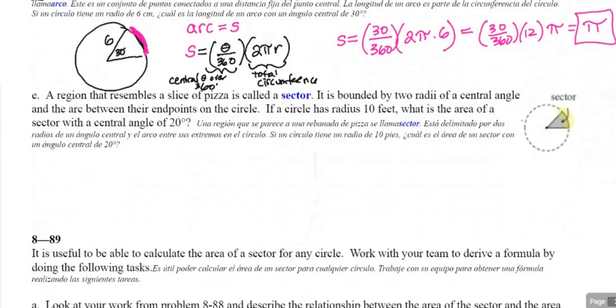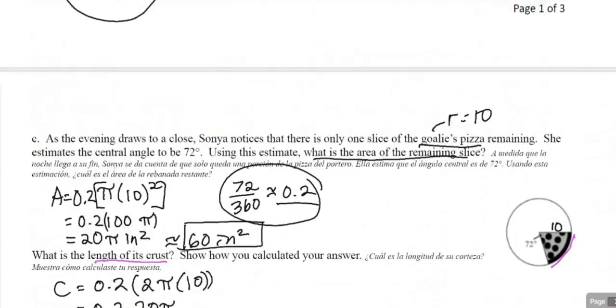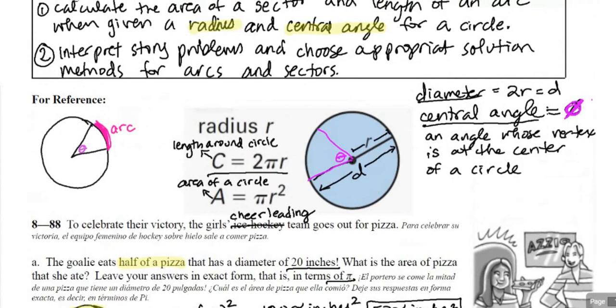We continue. Now we define sector. So this is the word sector. A region that resembles a slice of pizza is called a sector. Well, I'm going to add sector first to our references up top. So if this is an arc, the pink, then the sector, I'll do sector in green, would be this piece.